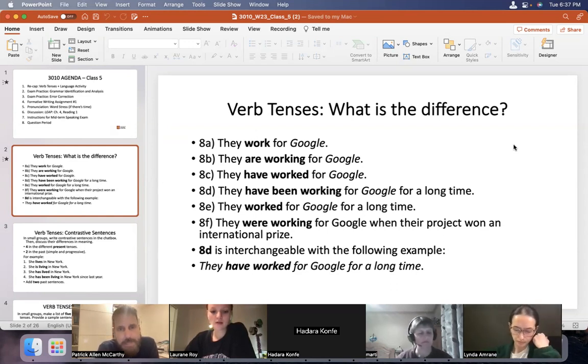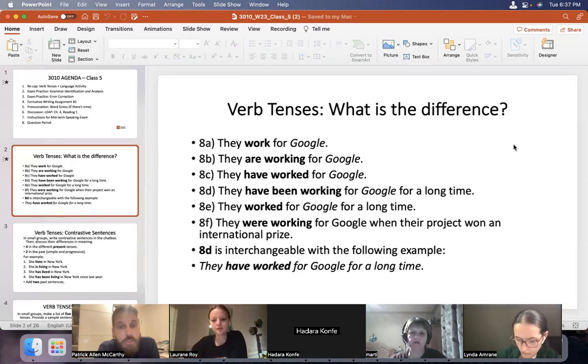They work for Google. Now, what is the verb tense? Simple present. Yeah, simple present. Very good. And what is the context for this? A, they work for Google. What is the context for this? They're now working for Google. No. If they're now working, that's not A. They work for Google. Somebody else? Fact. Yes, it's a fact. They work for Google.